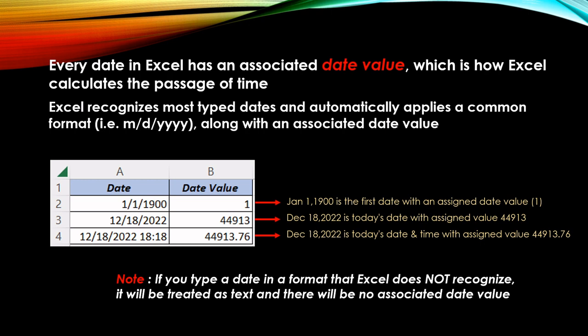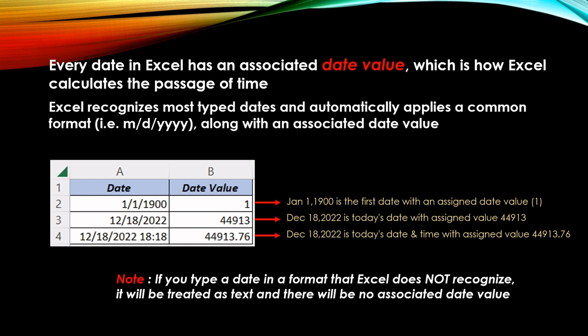So you can see on the screen, January 1st, 1900 is treated as the beginning of time in the Excel universe. January 1st, 1900 has an underlying date value of 1. Then every subsequent day beyond January 1st, 1900 has a date value one number higher. So January 2nd, 1900 has a date value of 2, and so on and so forth.